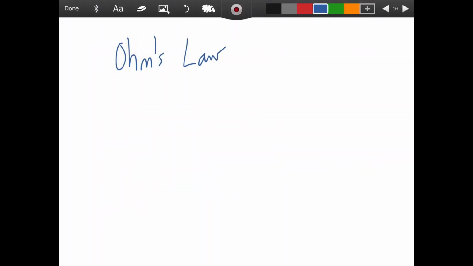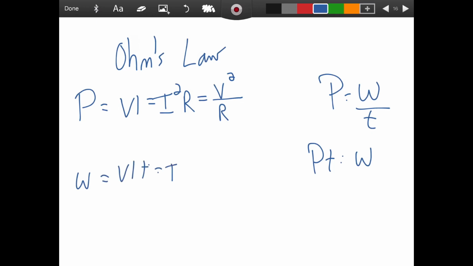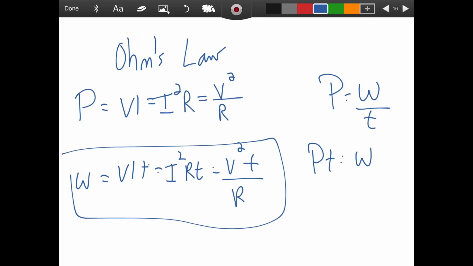Okay, so we can manipulate Ohm's law if we need to figure out the electrical power: P equals VI, I squared R, equals V squared over R. And if we think back to our energy unit, remember, in order to have power, you have to work over time. We can rearrange this, so P times T equals work. So any one of these power formulas times time gives us the electrical energy in a circuit. So we get VIT equals I squared RT equals V squared times T over R. And we can manipulate any of these to figure it out.